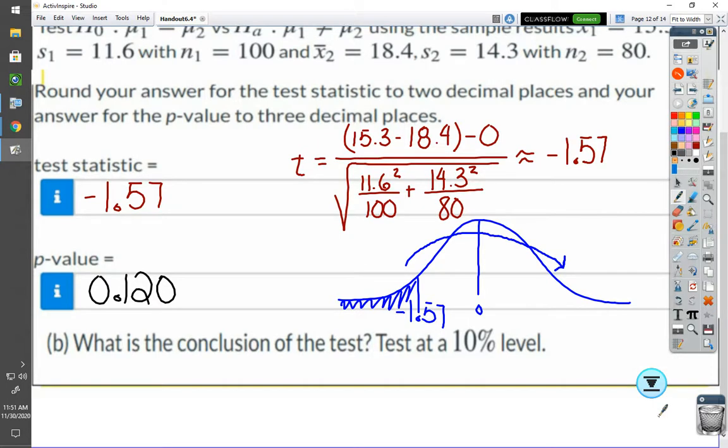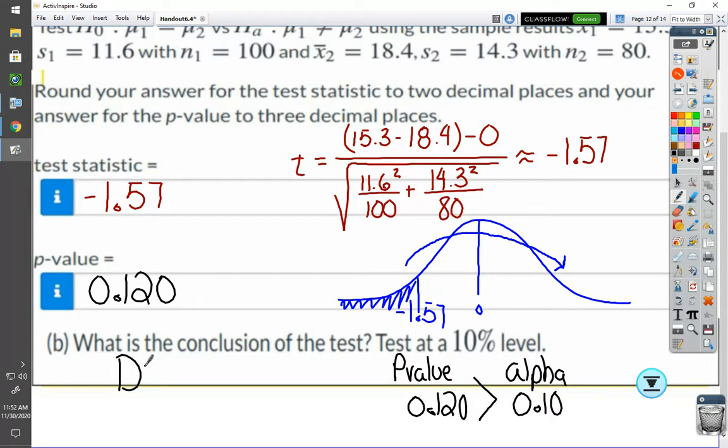What is our conclusion on a 10% level? Well, remember, the whole basis of a conclusion is how does the p-value compare to the alpha level? The alpha level for us is 10%. Our p-value is 0.120, or 12%. Our p-value is greater. So what do we do when our p-value is greater? We do not reject.